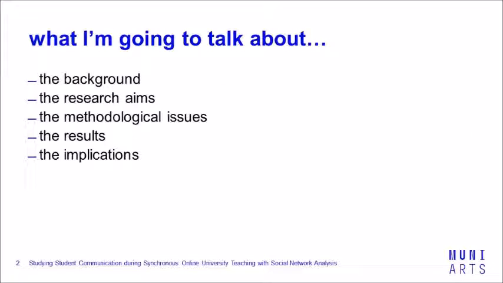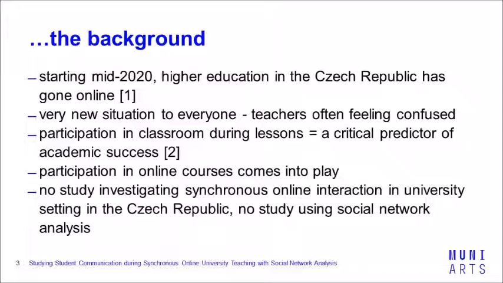First, let me tell you what I'm going to talk about. First of all, I'm going to give you the background of the research. Then I'll talk about the research aims. Then I'll present the methodological issues linked to this project. Then I'll present the results. And finally, I'll discuss the implications of the results. Right, so let me start with the background.